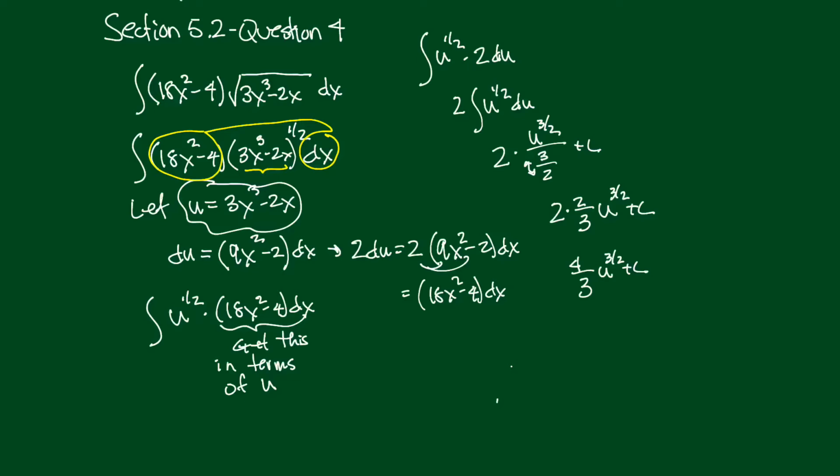But I know what u is now, so I'm going to go back and substitute. What is u? Okay, I got it circled over here, right? Bring it way back over here. 3x cubed minus 2x. So I get 4/3 times (3x cubed minus 2x) to the 3/2 plus c. And I'm going to claim that that is the integral right there.